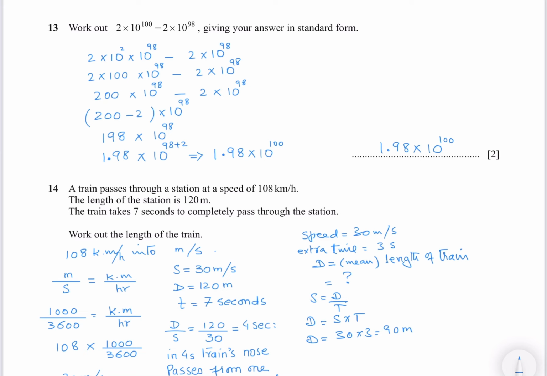So 2 into 10 power 2 means 2 into 100 into 10 power 98, minus 2 into 10 power 98. So 2 into 100 is 200. So 200 into 10 power 98 minus 2 into 10 power 98. Take 10 power 98 as common and just subtract 200 minus 2, and this will give you 198 into 10 power 98. Place the decimal after 1, so it becomes 1.98. After the decimal you have 2 digits, so you add 2 to 98, so it becomes 1.98 into 10 power 100. So this would be your answer.